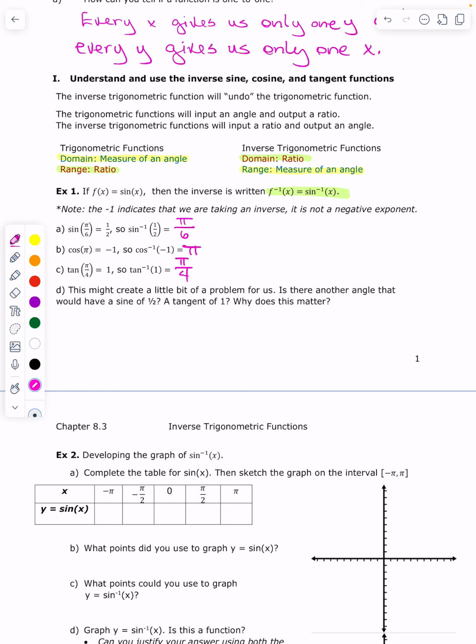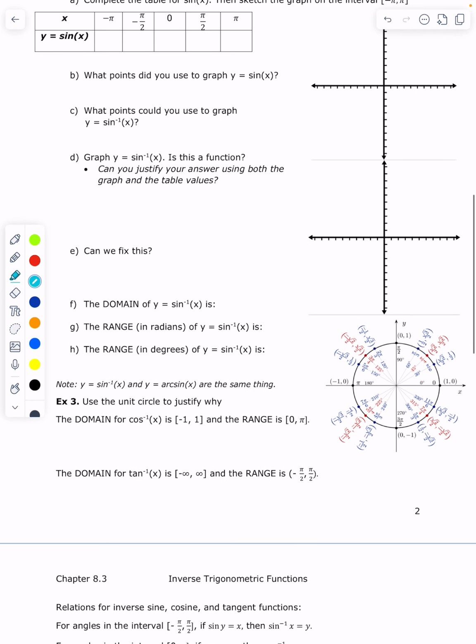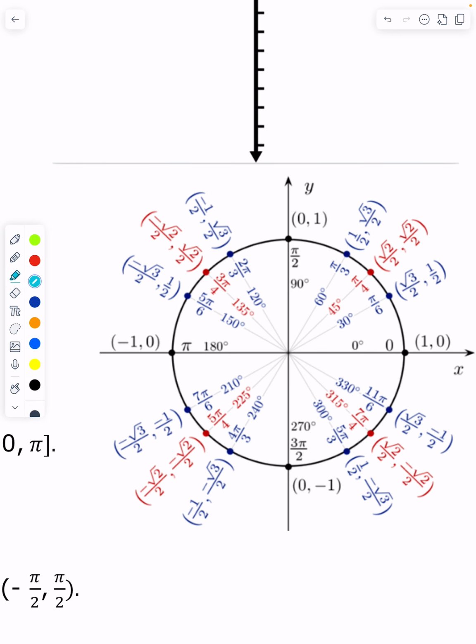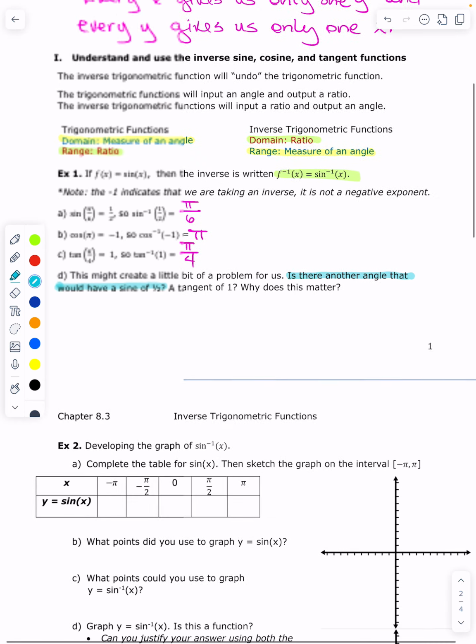Okay. That's great, but we know that there are symmetries in our unit circle. And so let's take a look at D. Do we have another angle that would have a sine of positive 1/2? And I'm going to pop to page 2 here because there is a unit circle. So we have sine is positive 1/2 for pi over 6. But in quadrant 2, our signs are also positive. So I'm going to come back up here and we're going to answer this question.